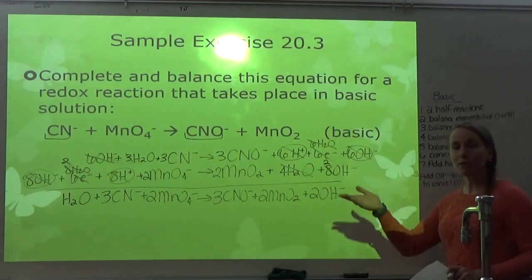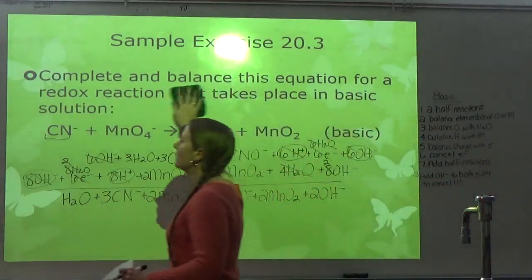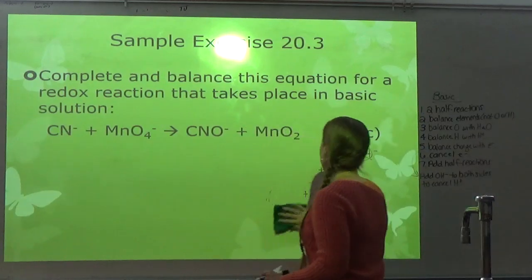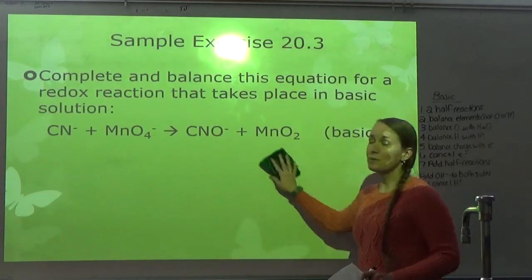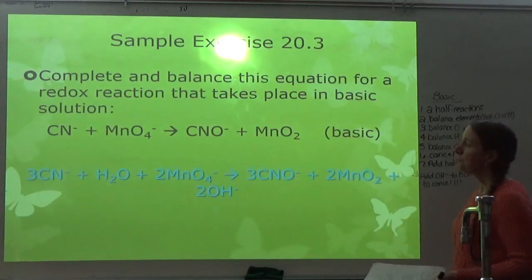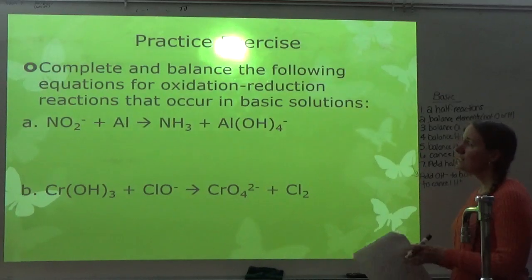So like I said, the only part that you add to the base is when you're ready to get rid of those H pluses, you just add an OH minus to each side for them. And then remember, the side that has the H plus and the OH minus, you then would cancel those into water. All right, so you try these 2. Pause it. I'll assume you've tried it.